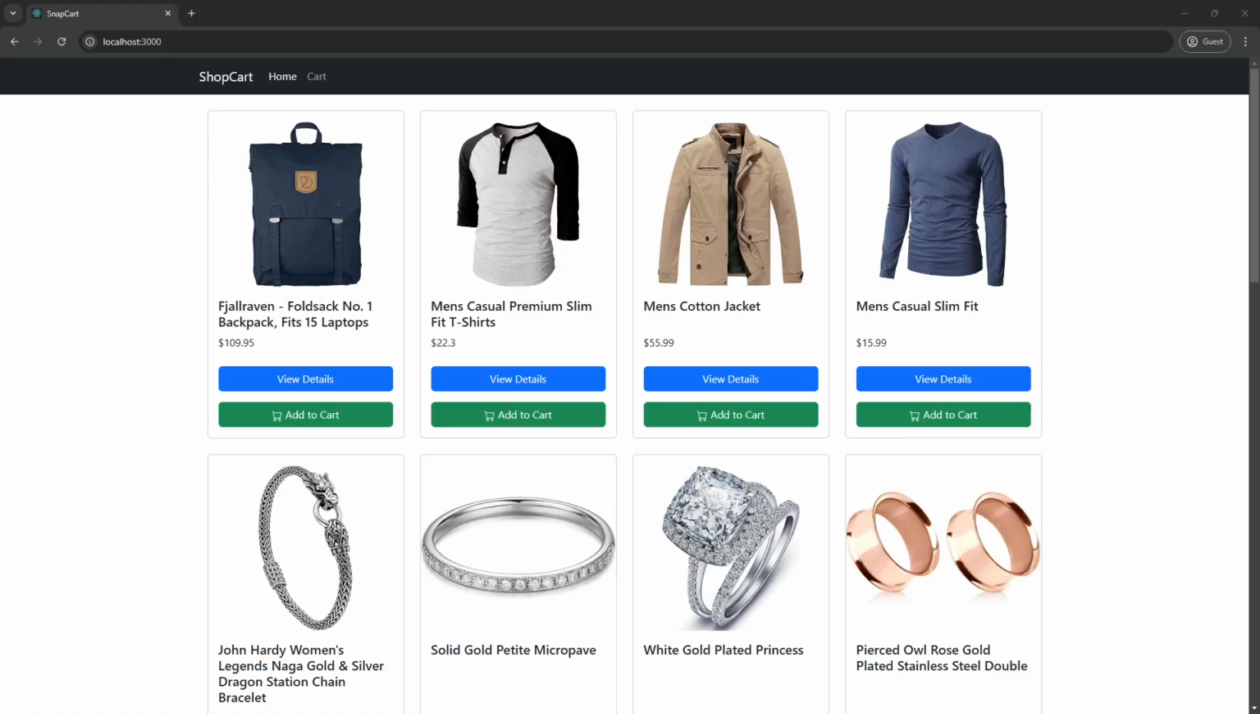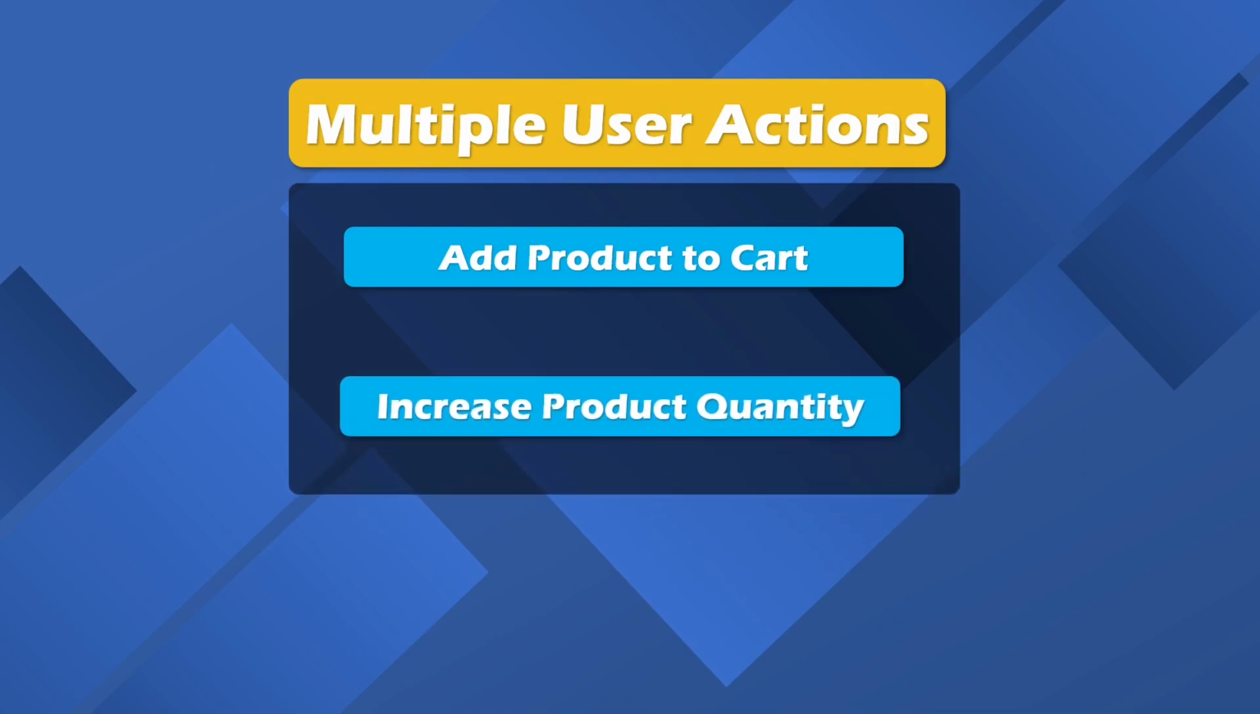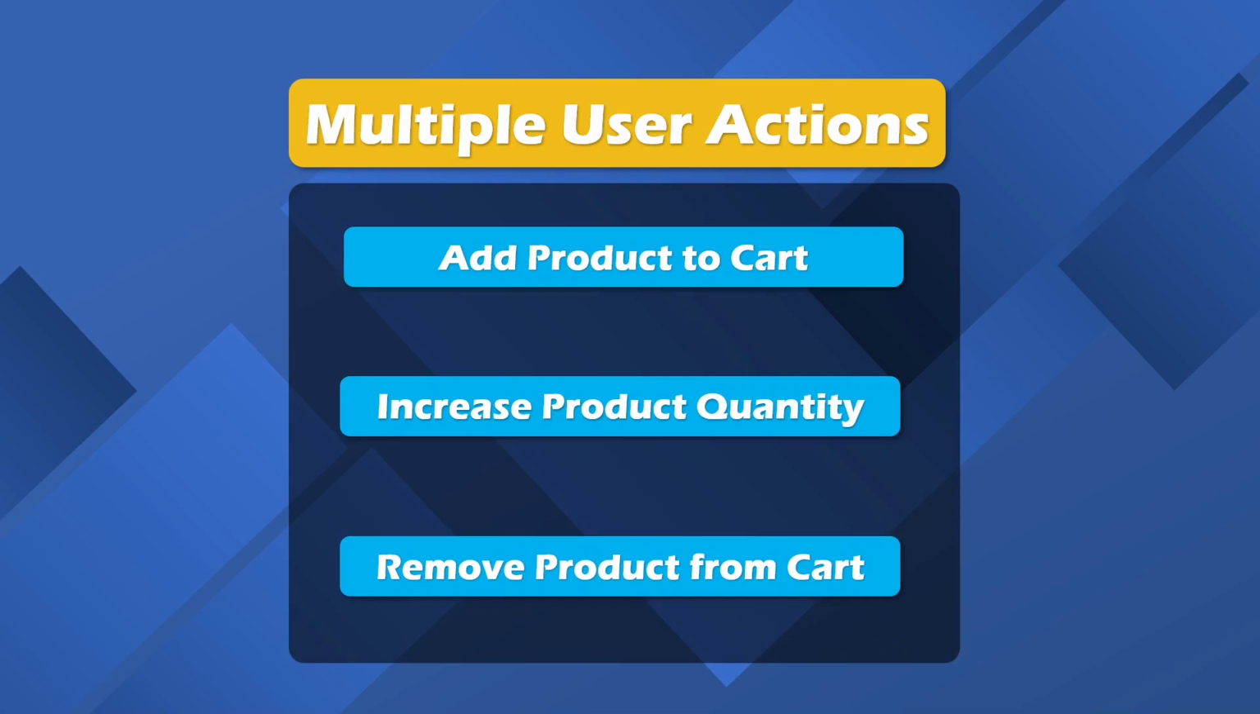And what would be those actions? The various actions that we are targeting today are adding the product to cart, increasing or decreasing the product quantity, and removing the product from cart. So these are the three actions that we will target to develop today.